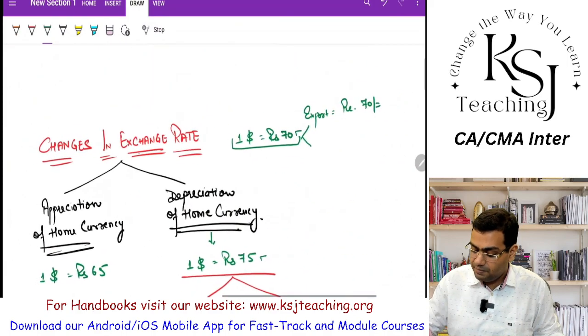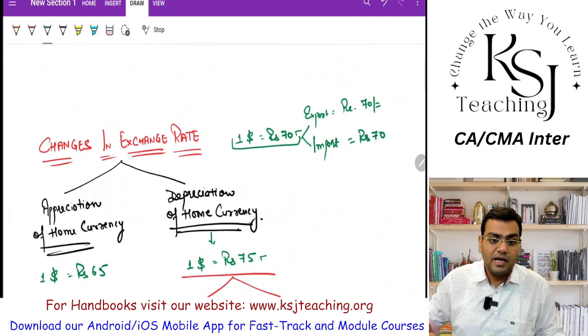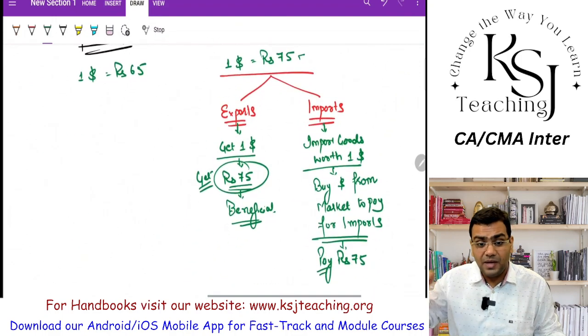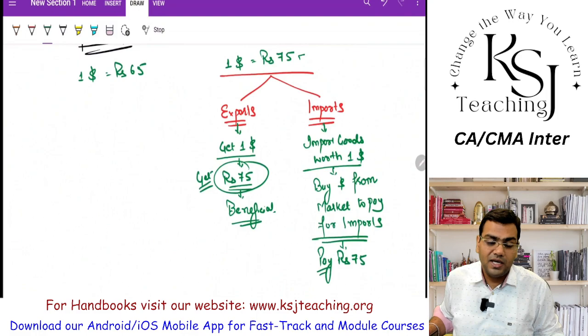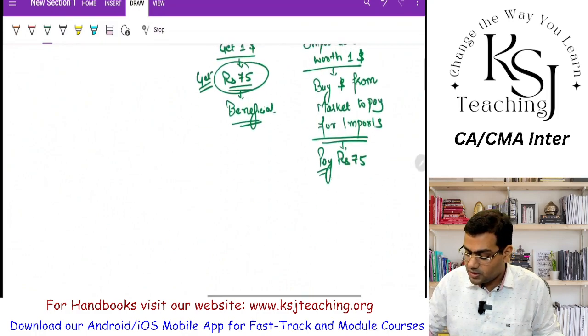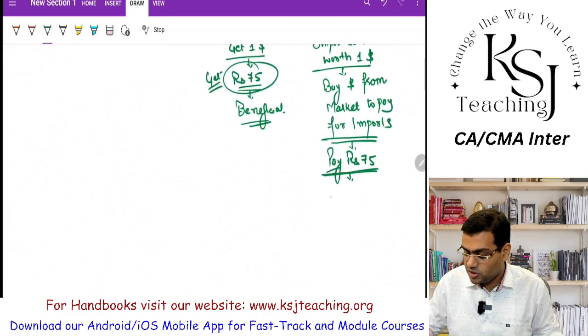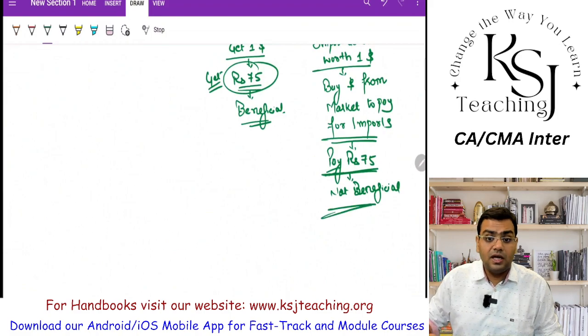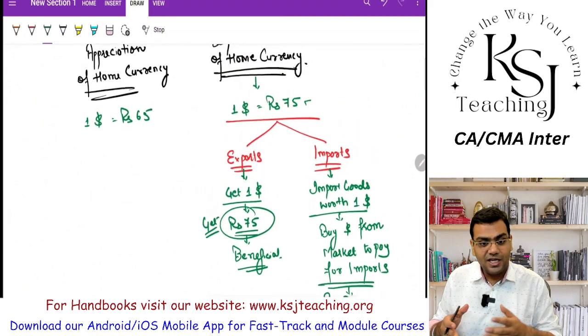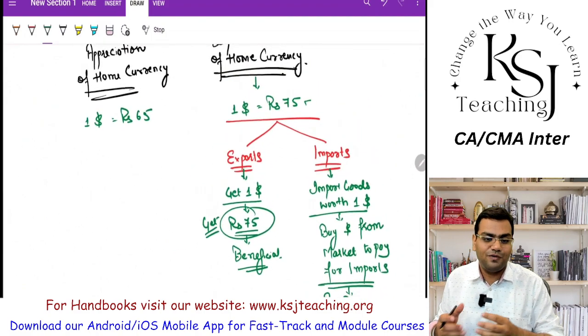Earlier, in case of import, what is the amount that you would have paid? You would have paid rupees 70. Now you are paying 75 rupees. You have to pay more, right? So in case of depreciation, this is not beneficial for imports. Clear, sir? The reverse is the situation in case of the appreciation of home currency.